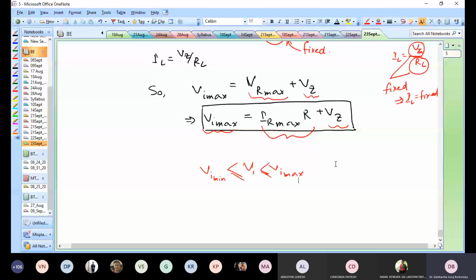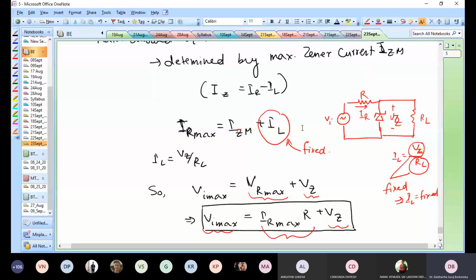So basically, this is the way you analyze the voltage regulator circuit, and you find out the maximum and minimum allowed values of these quantities, the supply voltage and the supply current.